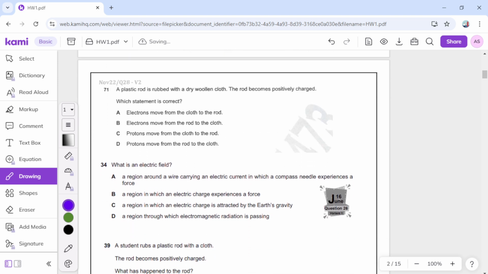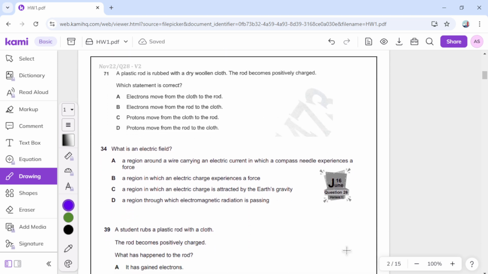Next question. A plastic rod is wrapped with a dry woolen cloth. The rod becomes positively charged. It means it lost electrons. Which statement is correct? Electrons move from cloth to rod. No, this is wrong, because he said the rod becomes positive. It means the rod lost electrons. Electrons move from rod to cloth. This is correct.